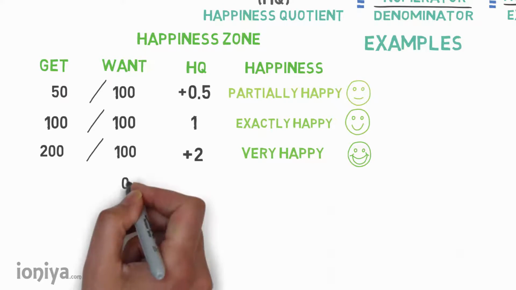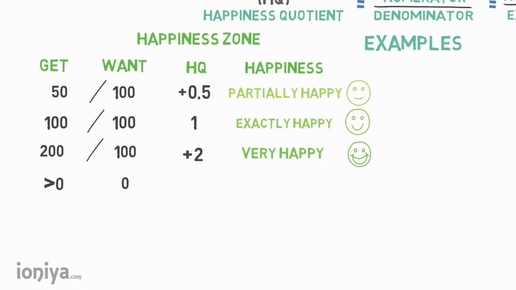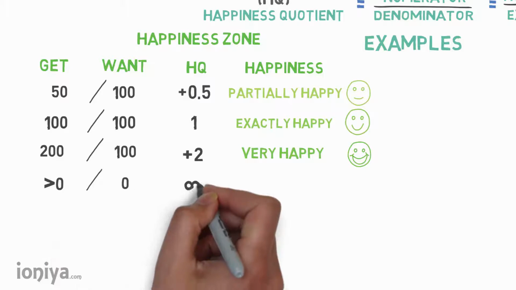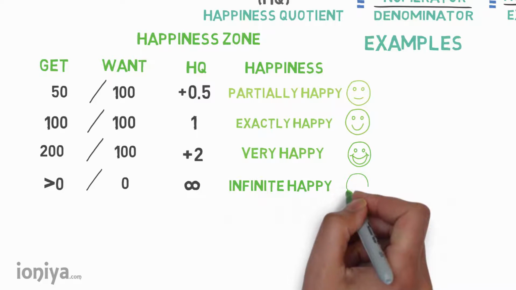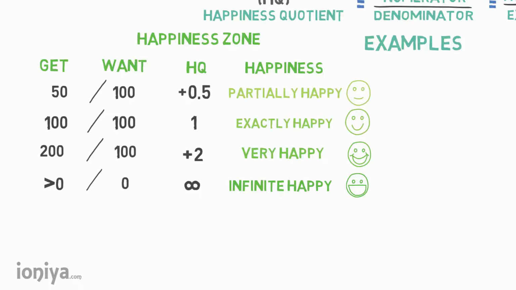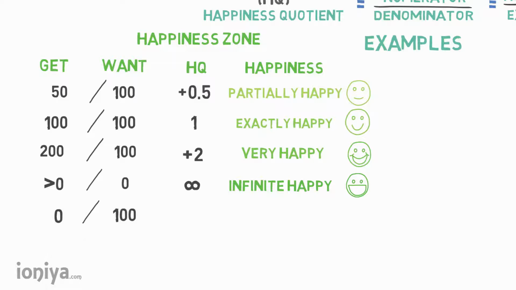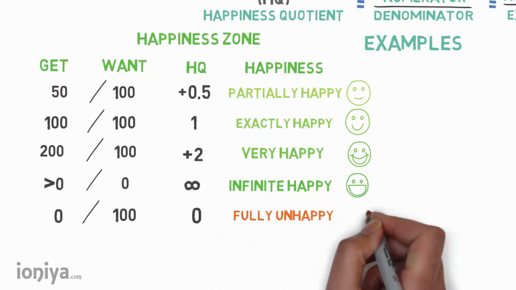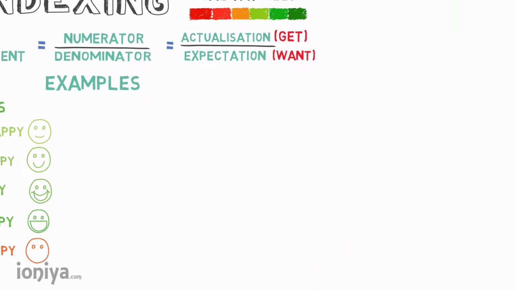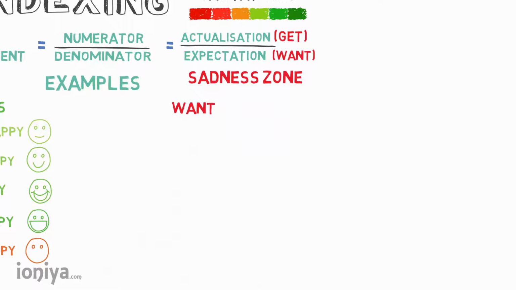Next, if one wants nothing but gets something more or plus, as division by 0 is infinite, so the HQ, interestingly, is positive infinity. This implies infinitely happy. Moving on, if one wants 100 but instead gets nothing, so the HQ is equal to 0 or nil. This implies fully unhappy.